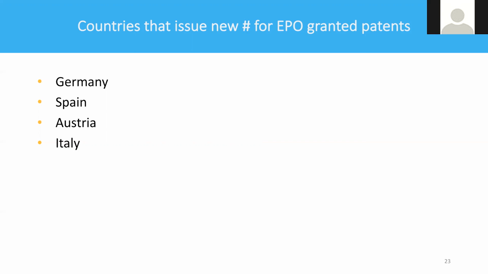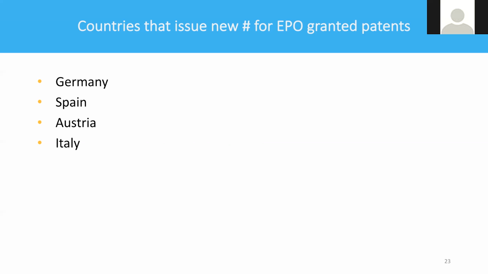So if you weren't aware of this, don't worry, most of your annuities can be paid by referencing the EP patent number. But we just wanted you to be aware that these countries, Germany, Spain, Austria, and Italy, do assign a new number. What you should have is that EP number listed somewhere in your database.